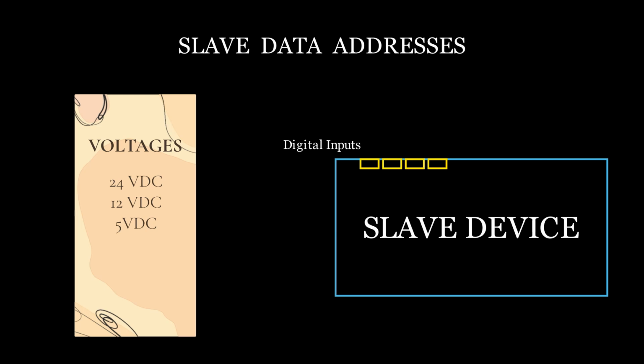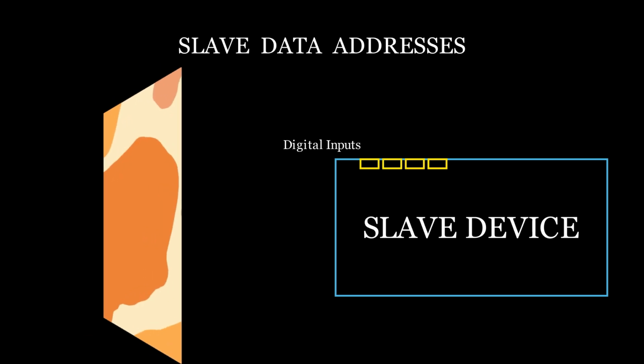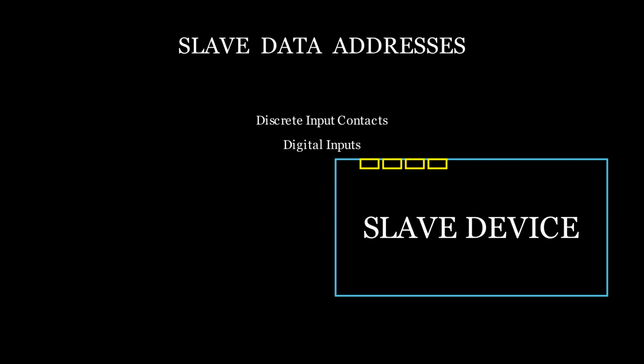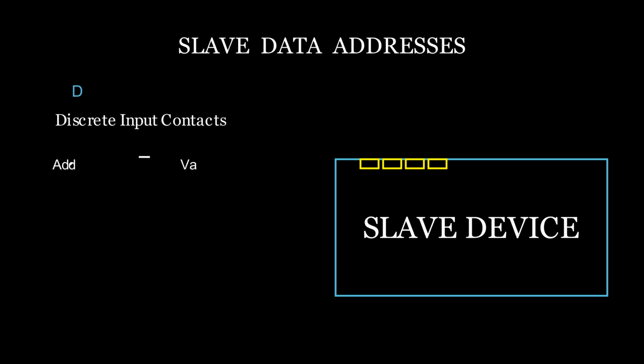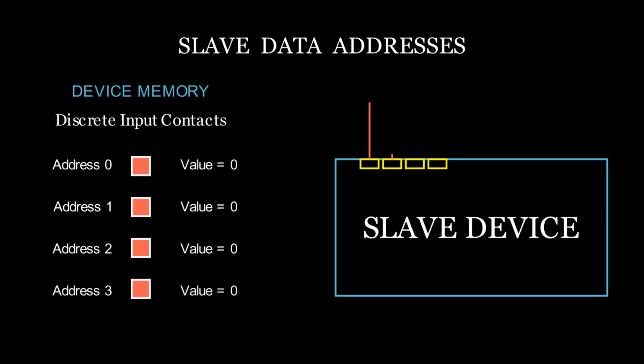The memory area where digital input values are written is called discrete input contacts. Each digital input has a specific address in this memory area. When the state of a digital input changes, its new value is written to the corresponding memory address.